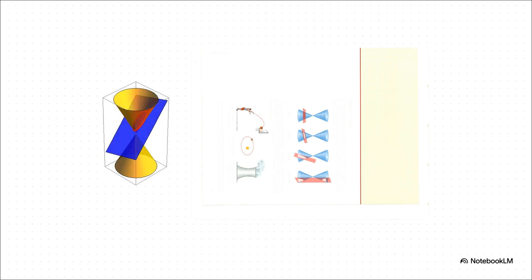But what if we change the angle just a little bit? Let's say we tilt that slice, so it's not quite so steep. Suddenly, the curve closes up on itself. It's not an open arc anymore. This beautiful complete loop, that's an ellipse.